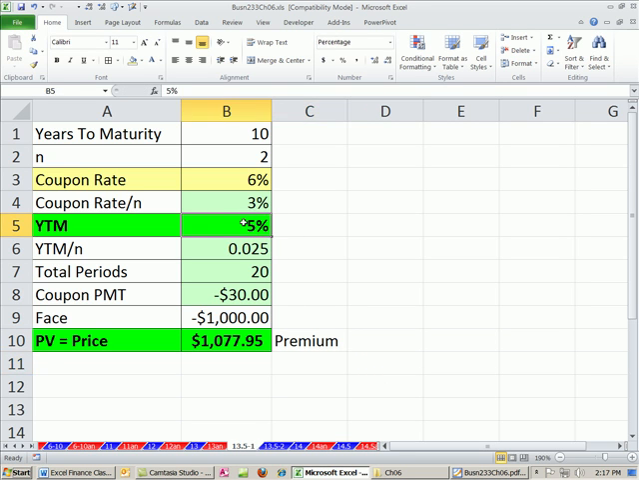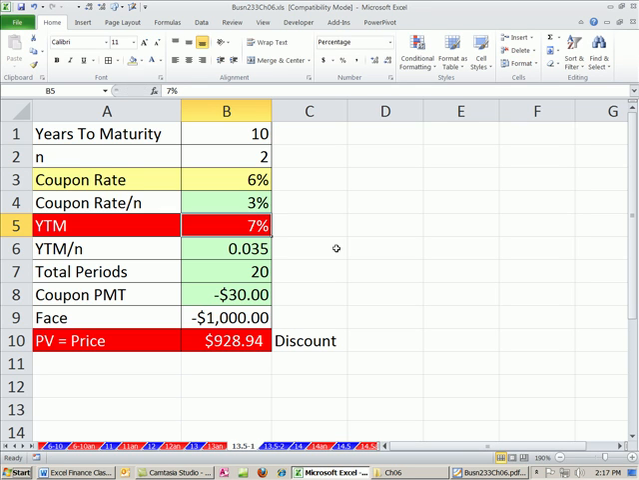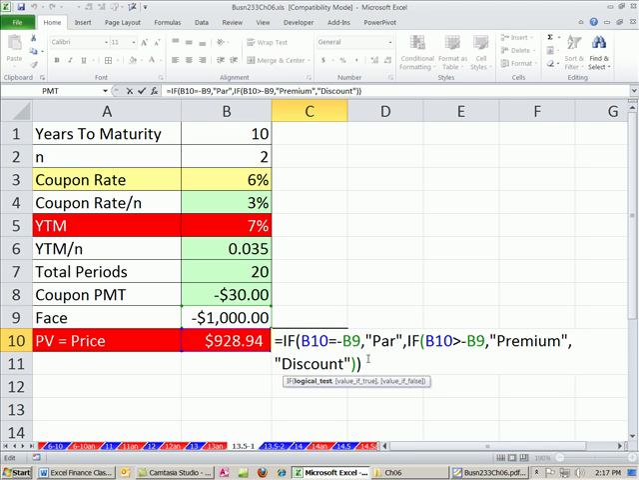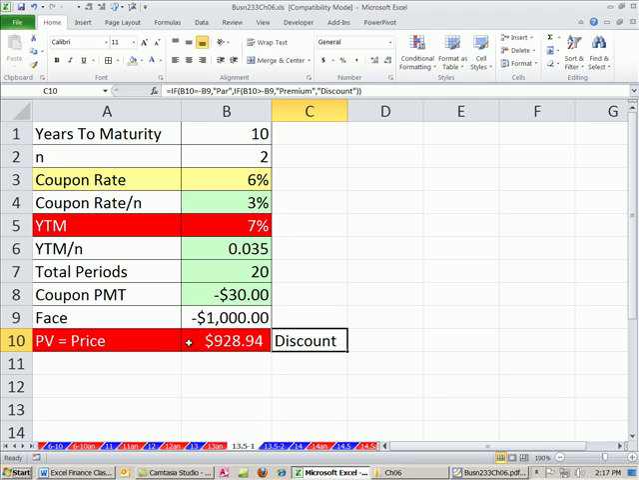And now we could try this. Right now it's premium, but when I type in 6%, ooh, it says par. How about 7? Discount. Now notice the colors are changing. We used a true false here, right? The colors are determined by conditional formatting, which we're not going to do in this class. If you're interested, you could search the Excel is Fun channel on YouTube for conditional formatting, and I have some great videos.